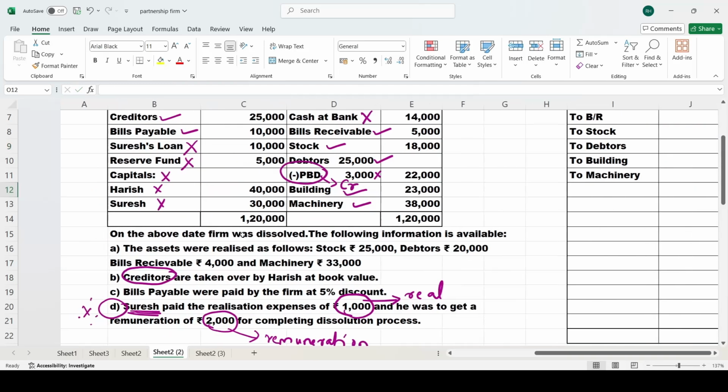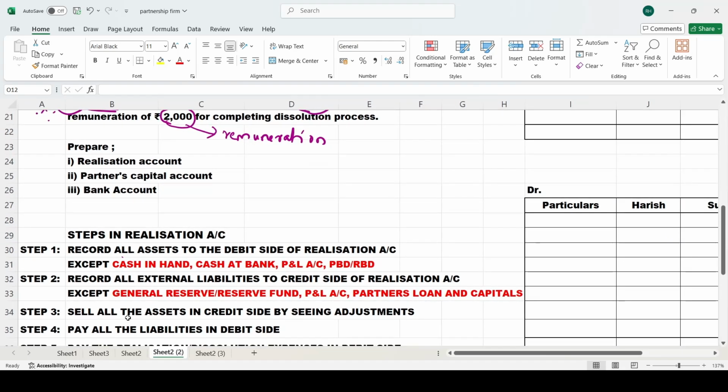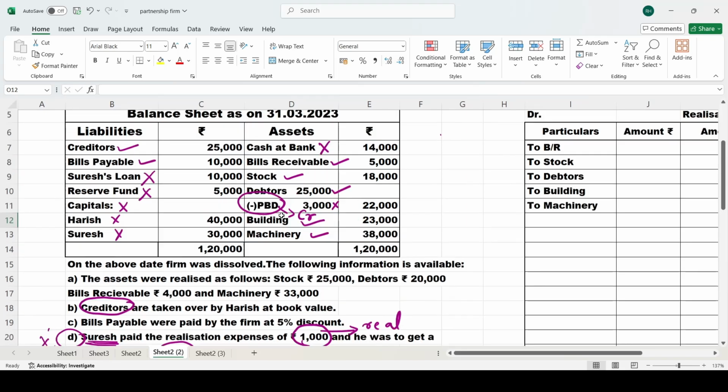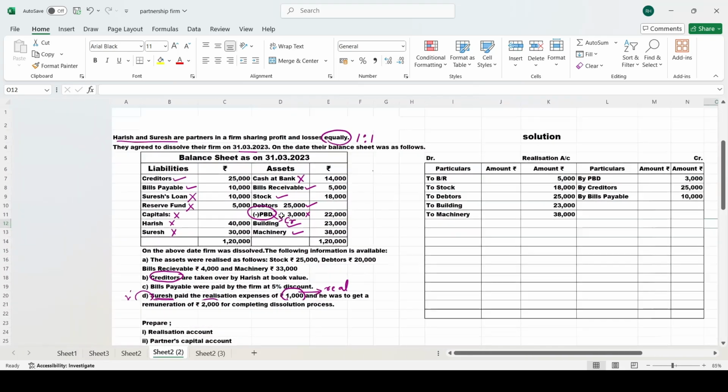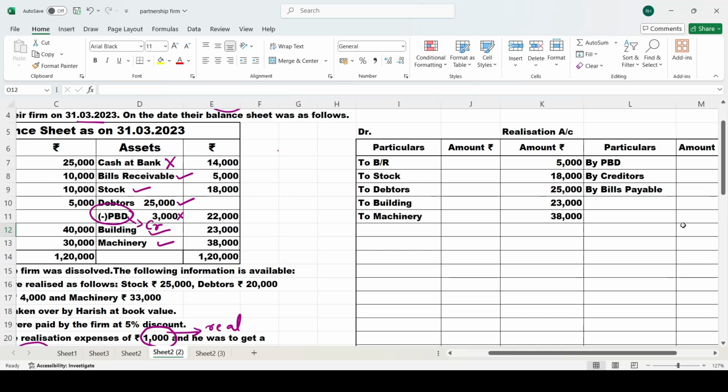Now we'll move on to the third step. What is the third step? Do you remember? Sell all the assets on the credit side by seeing the adjustment. Whatever assets we have recorded here, by seeing the adjustment, you have to sell all the assets to the credit side of your realization account. See here, you can observe we have cash at bank. If you have cash at bank, you should write it as by bank account. By bank account. How much is the amount?